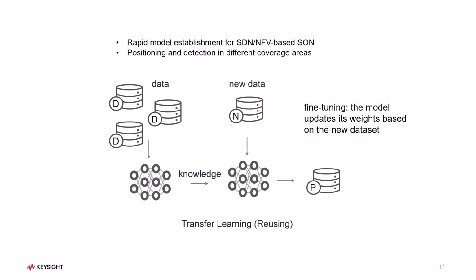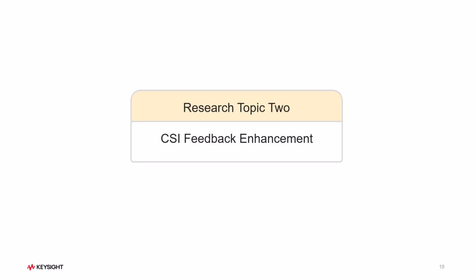Popular examples include using pre-trained deep neural networks like BERT for natural language understanding tasks, or using pre-trained image classification models for specific object detection tasks. In our case, it's an online channel estimation. Now, let's proceed to our second research topic, which is the improvement of channel state information feedback.